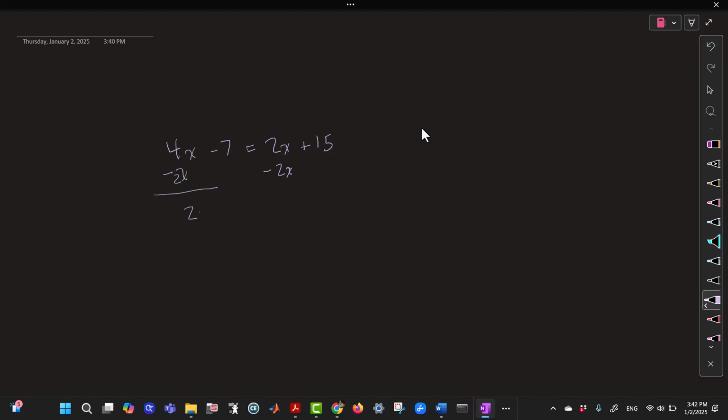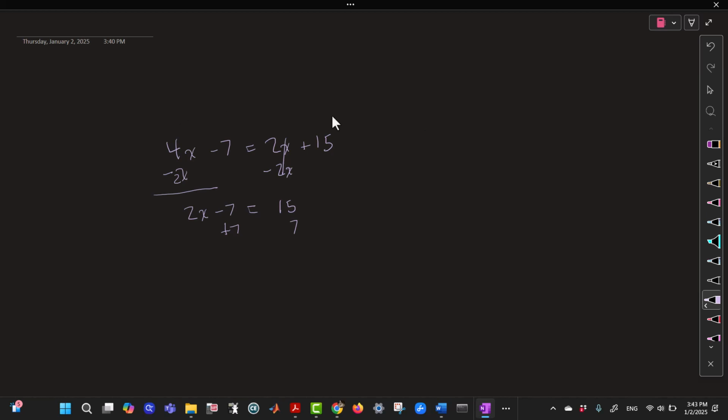4x minus 2x is 2x minus 7. The 2x's cancel. I have 2x minus 7 equals 15. Then I'll add 7 to both sides to get rid of the 7. I want to do that because my goal is to get the variable by itself.